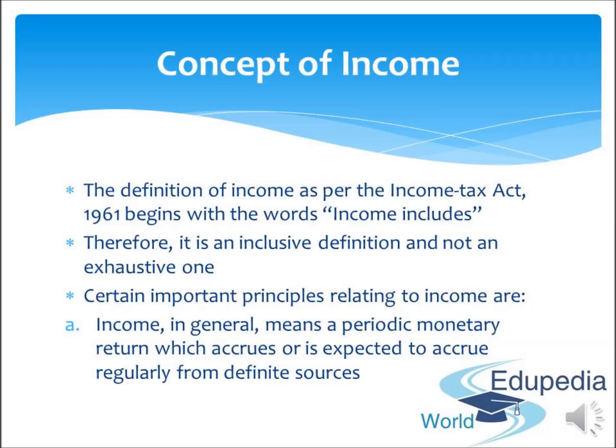Like here it's given that whatever is periodic in nature and expected to accrue regularly from definite sources is income. But one exception is given, that if I am earning something which is not regular and not periodic, then also it will be included in my income. For example, if I am winning from a lottery or crossword puzzles or horse race, etc., all these will also be included in my income.